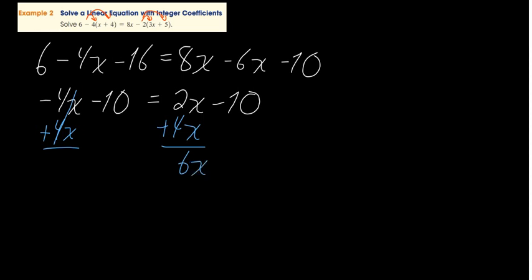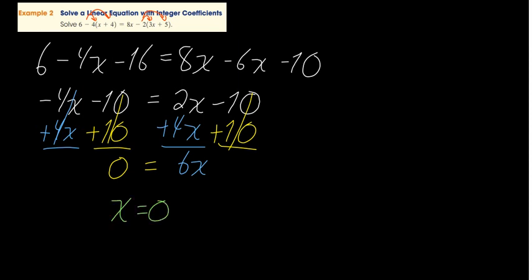And then we're also going to add 10 to both sides. So that's going to cancel that. We're going to add 10 over here. And then we've got 0 is equal to 6x. And then we divide both sides by 6. And we've got x is equal to 0. Okay. And let's see. Okay, good. x is equal to 0.